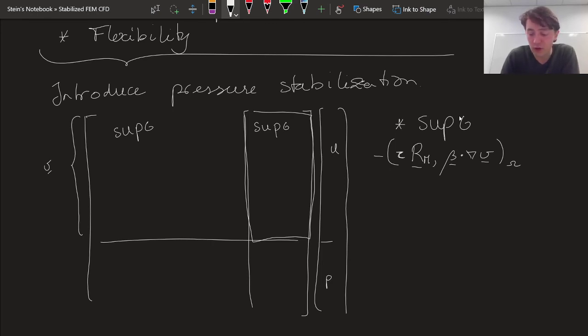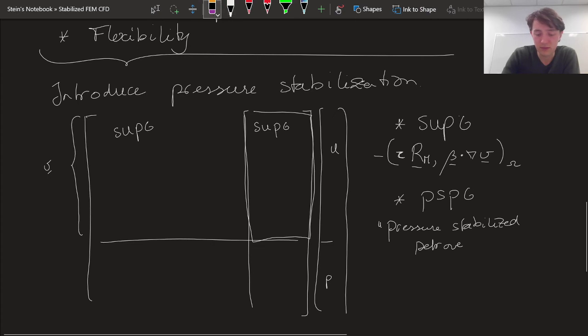So, now that's not all we're going to do. We're going to add two more stabilized methods. We're going to add PSPG, pressure stabilized Petrov-Galerkin, and I'll actually talk about that one in the next video. But for now, I want to illustrate where these are going to affect our stiffness matrix. So that's going to be pressure stabilized Petrov-Galerkin.